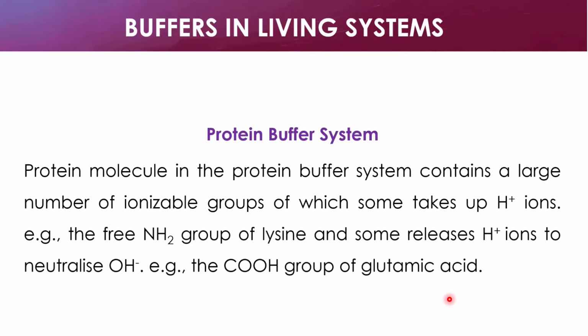Protein buffer system. A protein molecule in the protein buffer system contains a large number of ionizable groups, of which some take up hydrogen ions. An example is the free amine group of lysine. Some release hydrogen ions to neutralize OH ions. An example is the carboxylic group of glutamic acid.